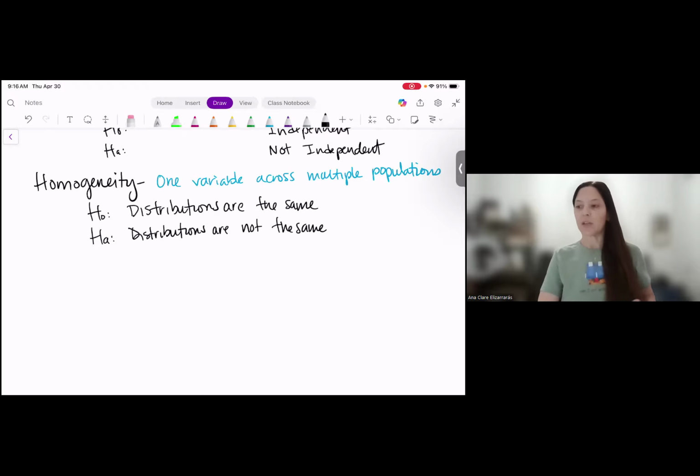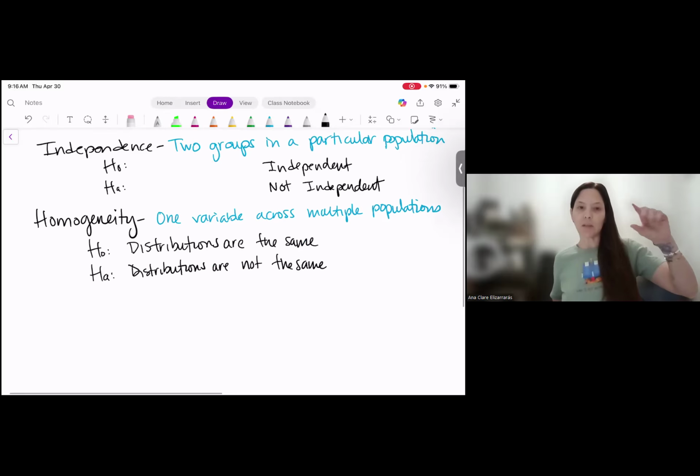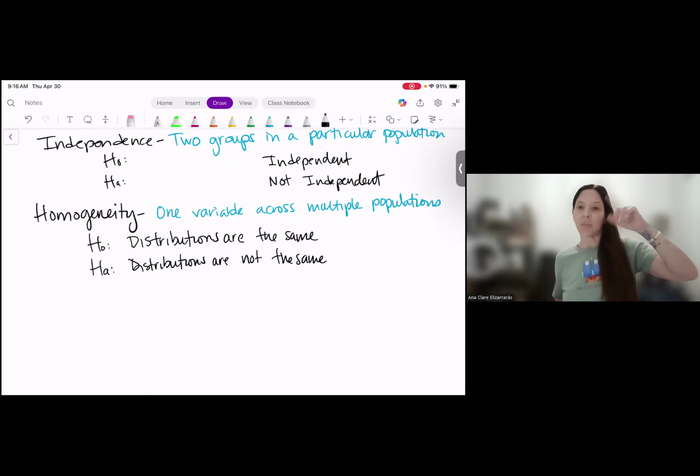So in that situation, you are always giving context. And it is not enough to just say independent, not independent, distributions are the same, distributions are not the same. You need to talk about what is independent, what is not independent, what distributions are the same, what distributions are not the same. So context always needs to be included and is important here.